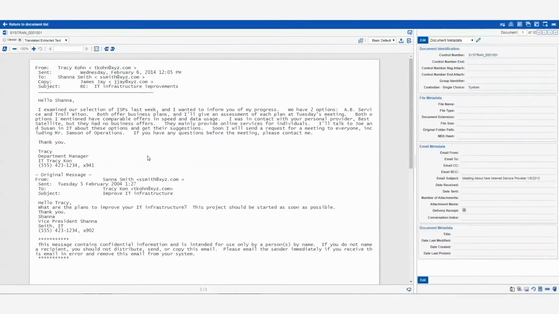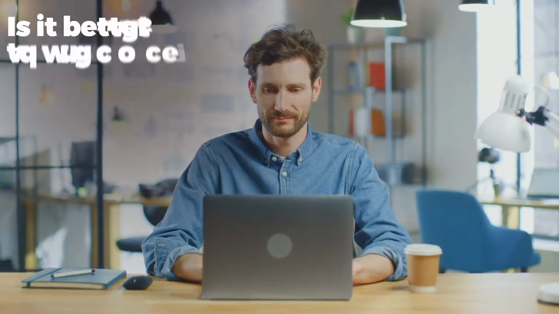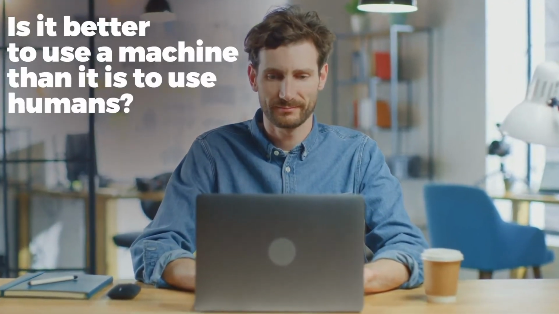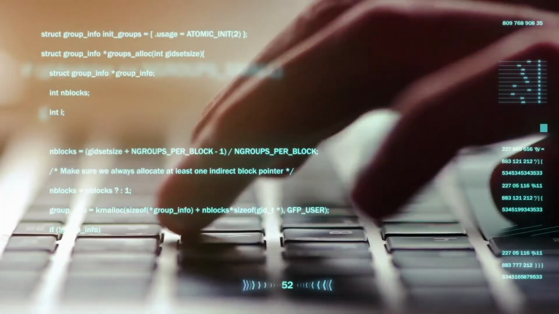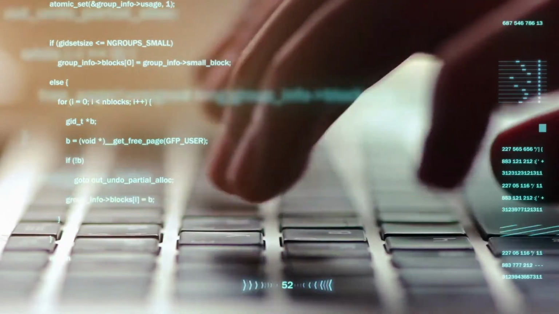SYSTRAN partnered originally with Relativity, which was about 6 years ago. The question was around, is it better to use a machine than it is to use humans? Because ultimately, the first phase is to find the needle in the haystack, even if it's in a language we don't understand. One of the things that neural machine translation brought with it was the whole idea that you no longer need humans in the loop. The quality is that good for the eDiscovery process.